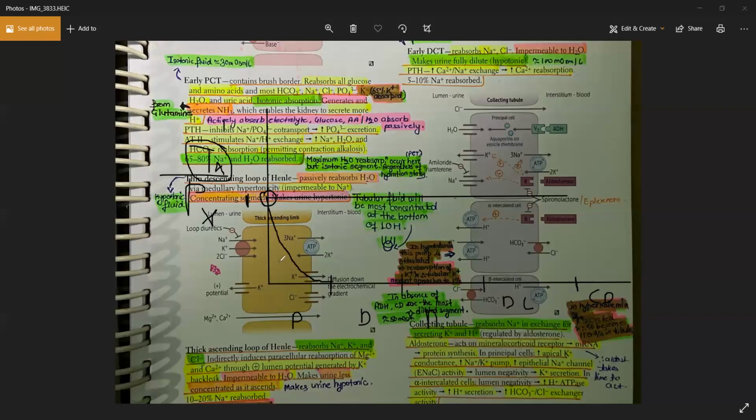This is a graph for my glucose. What about the amino acids? They should also be reabsorbed. Yeah, they will also get absorbed, and you will get a similar kind of graph like that of glucose. This is for the amino acids.